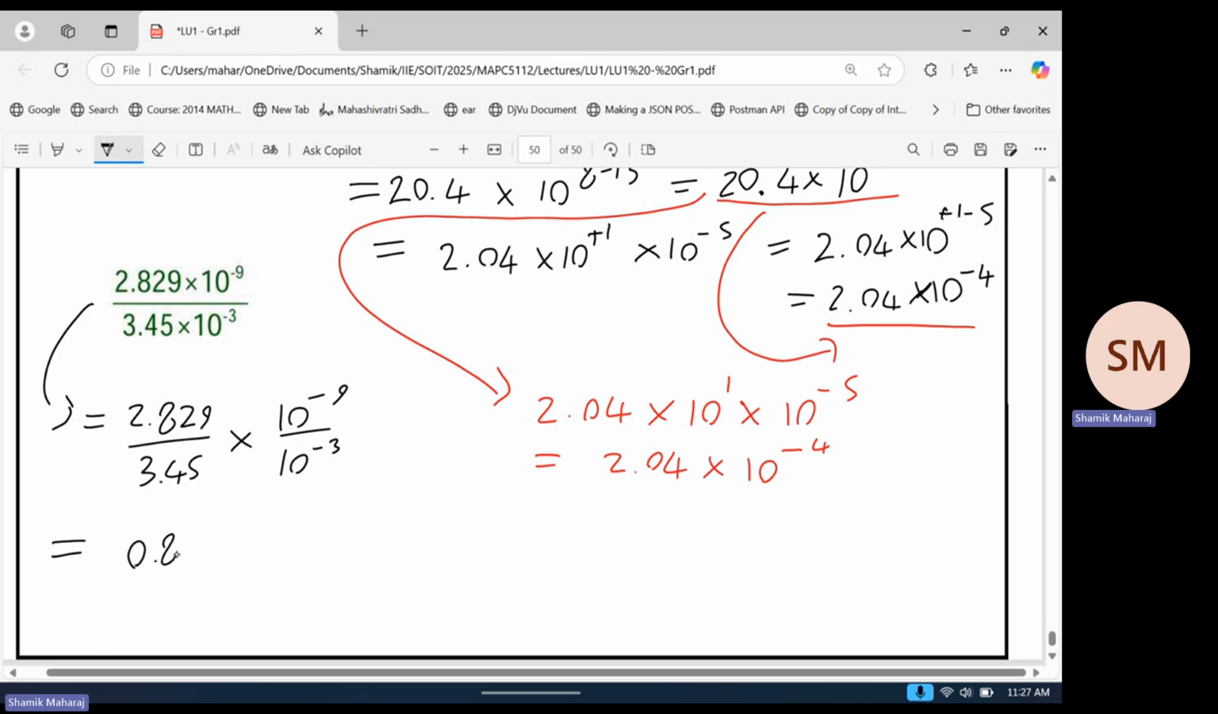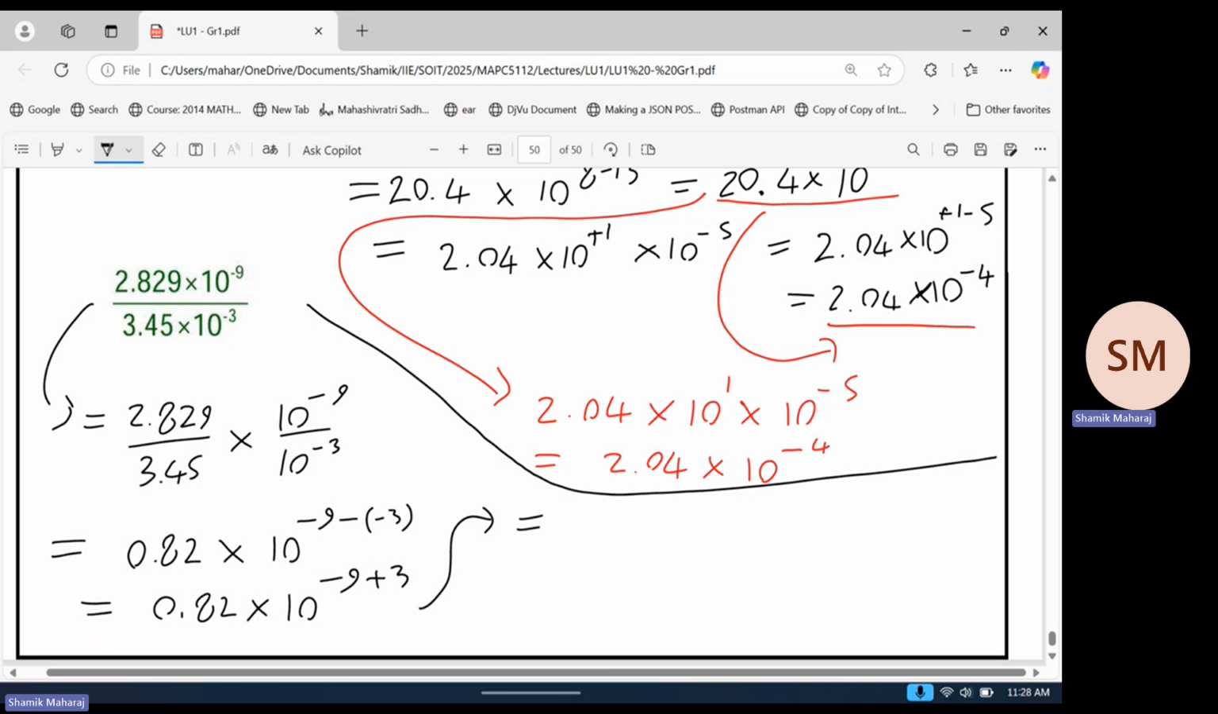0.82, thank you. 0.82 times 10 to the power minus 9, top power minus the bottom number, minus 9 minus 3, which is the same as 0.82 times 10 to the, I'll just write it for the sake of showing this, plus 3. Now let's divide this. 0.82 times 10 to the power minus 9 plus 3 is minus 6. Now we've got the same problem we had the last time, right? The answer looks fine, but it's not technically scientific notation.